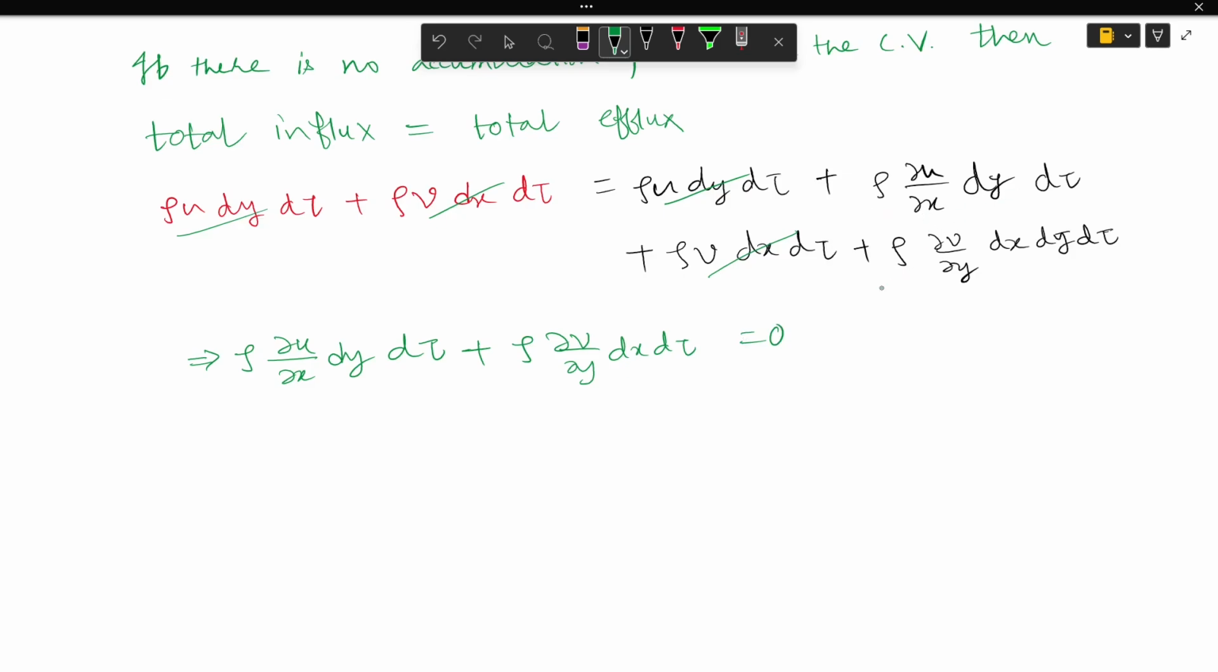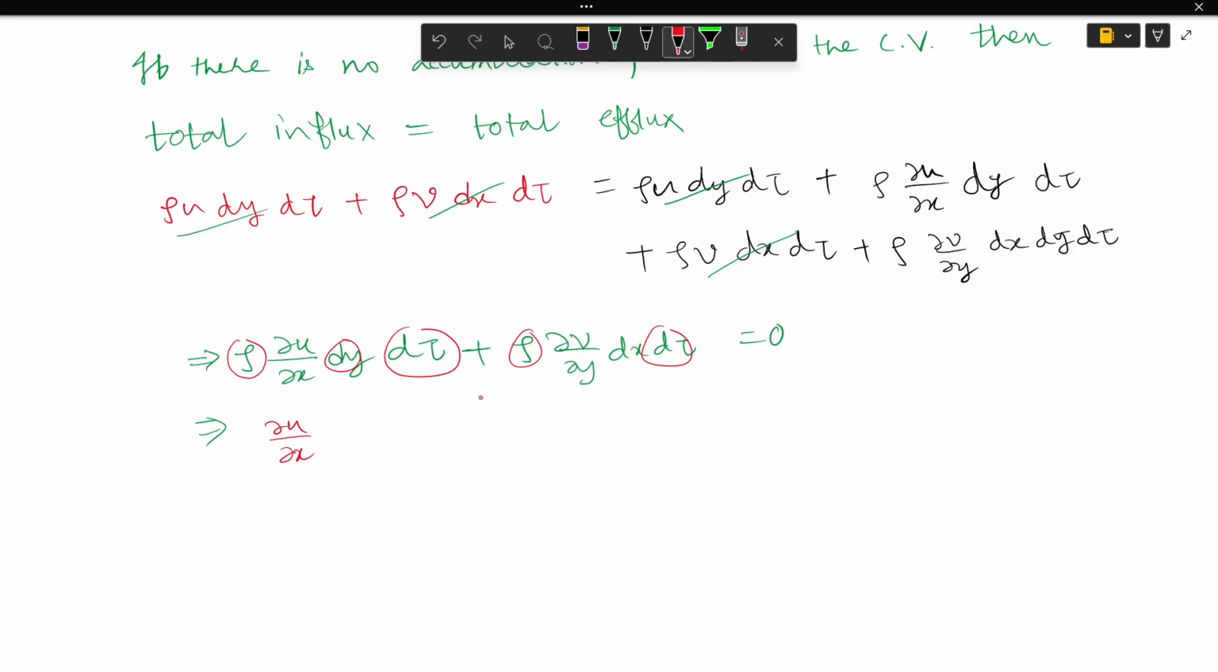I've just written this equation and this equation. So now we know we can take rho and d tau common, right? We can take rho and d tau as common. Rho and d tau can be taken as common, and then if we send them to the right side, there is 0. So we will be ultimately getting du dx, and we can also get rid of this dy.